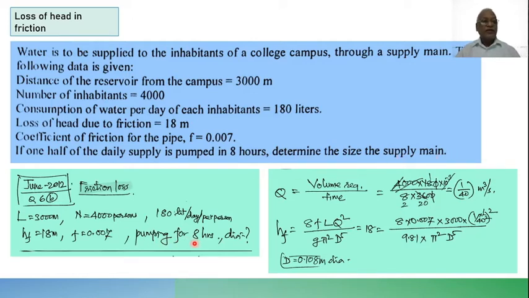Okay. Now we'll work out what is the discharge required. The discharge required is total volume required divided by time. Then time they have said we have to pump it in 8 hours. So I have taken 8 hours. So 8 into 60 into 60, that gives you in seconds. Now what is the volume required? There are 4000 people. They require 180 liters per day. That is the requirement, right?